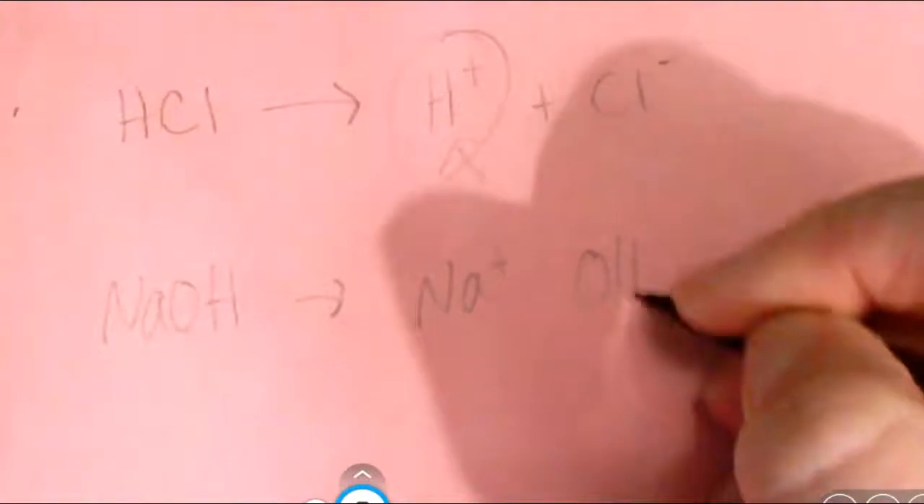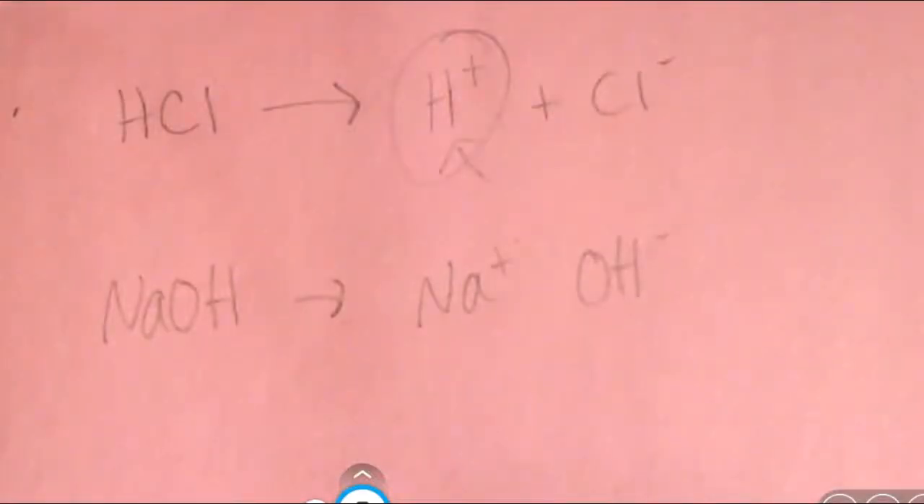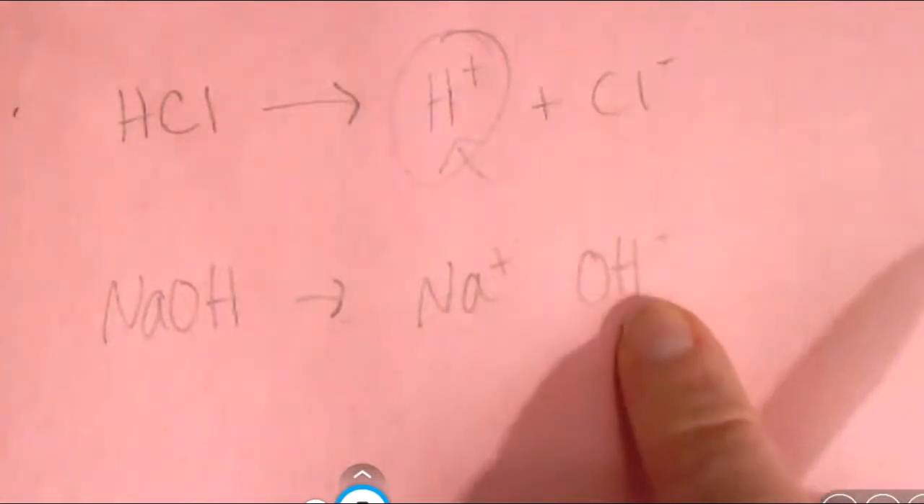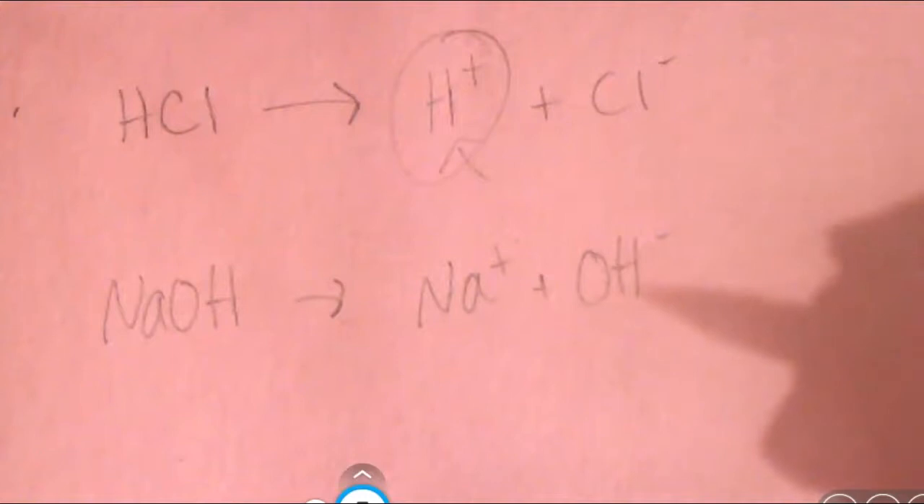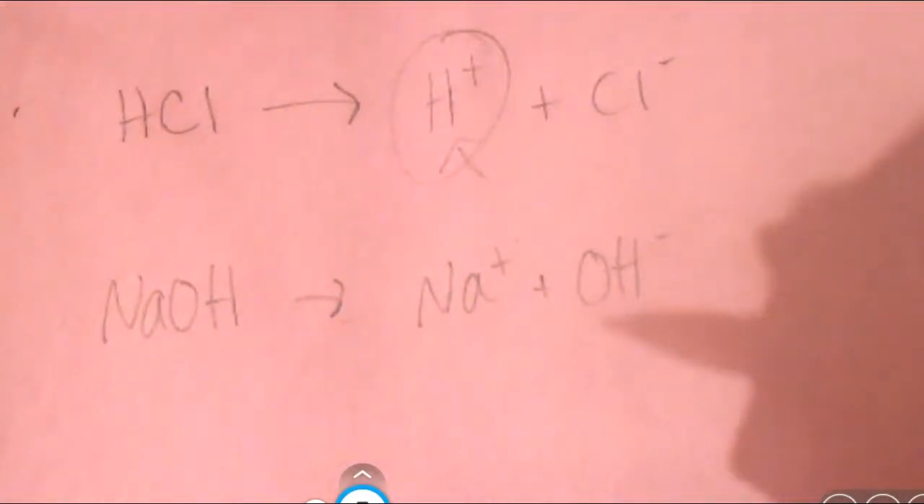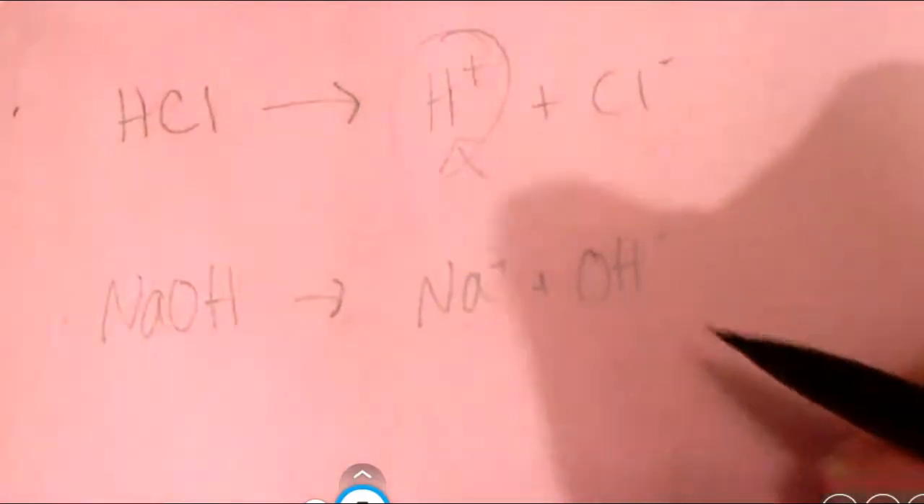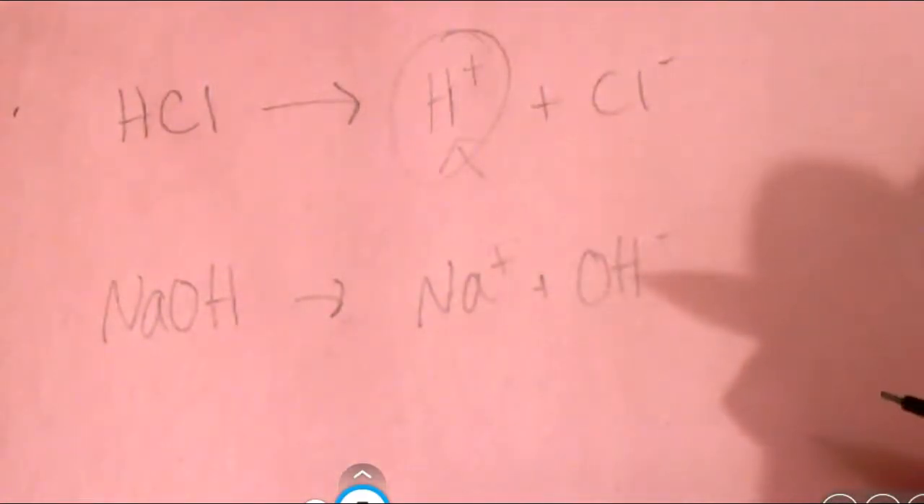Let's look at the base that we had written down, which was sodium hydroxide. When this splits apart, it goes into sodium and hydroxide. Based off of the Arrhenius definition, that OH minus is the hydroxide ion. So there it is. Based off of the Bronsted-Lowry one, it says it's a proton acceptor. Well, is this a proton acceptor? It turns out it is, but it's not as clear.